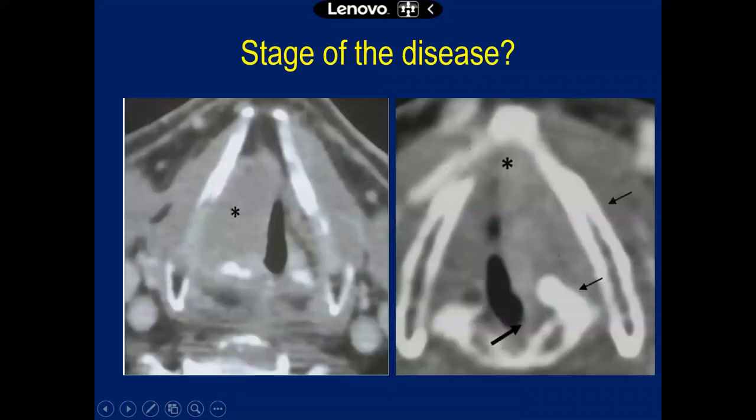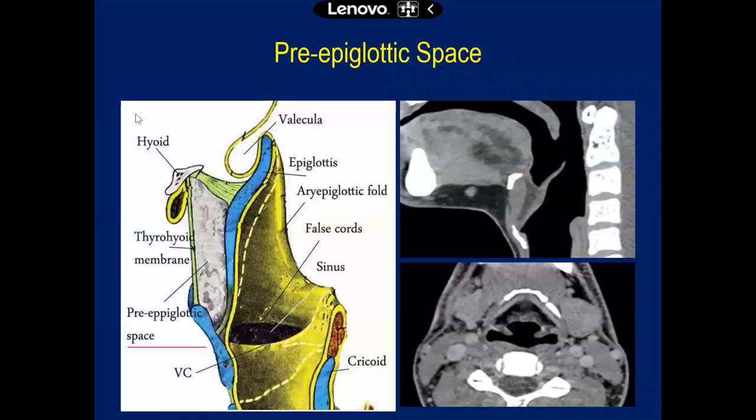I'll skip this. Now coming to the preepiglottic space, how will you see the preepiglottic space? The best way to analyze it is the sagittal view. This is the base of tongue. This is the vallecula. This is the epiglottis, and this is the thyroid. I told you that superiorly the preepiglottic space is bounded by the hyoepiglottic ligament. This is the hyoepiglottic ligament. And here you have the thyroepiglottic ligament. This is the epiglottis, this is the thyroid cartilage, and the epiglottis is fixed to the thyroid cartilage by the thyroepiglottic ligament, which forms the inferior boundary of the preepiglottic space.